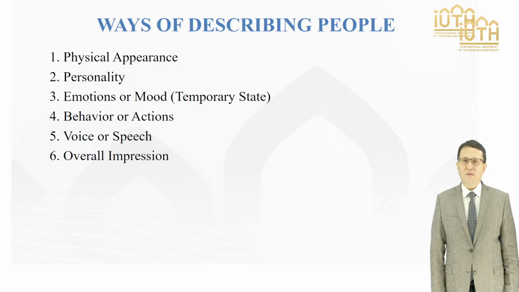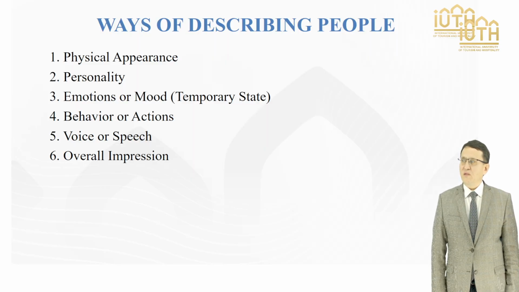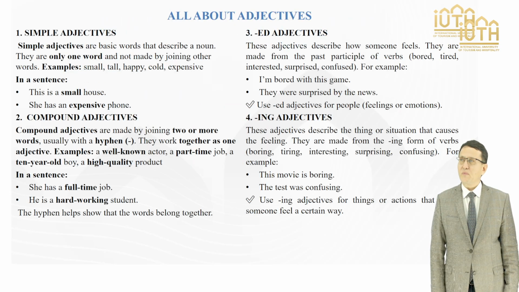There are 6 main aspects to focus on. So the first one, physical appearance. The second one, personality. The third one, emotions or mood. The next one is behavior or actions. And the fifth one is voice or speech. And the sixth one is overall impression.